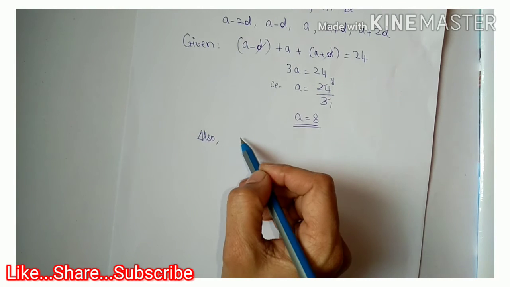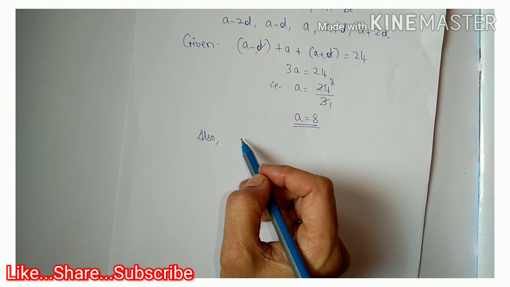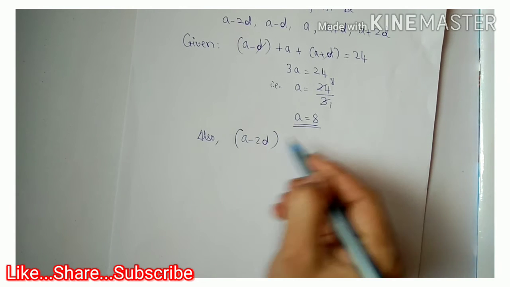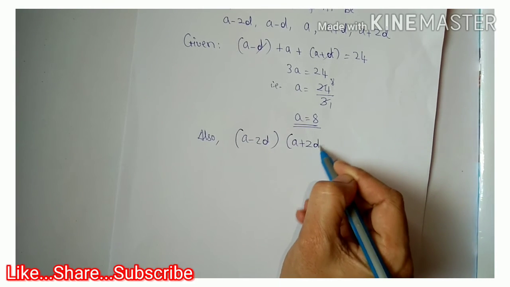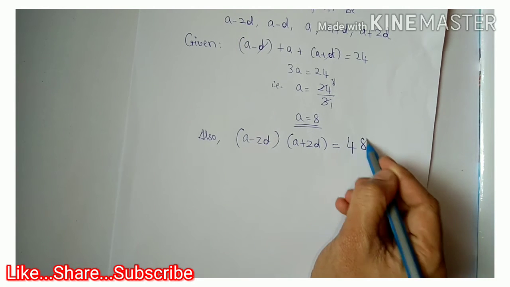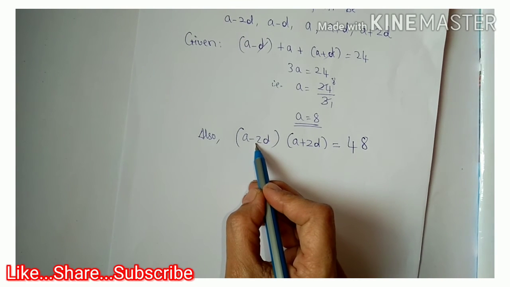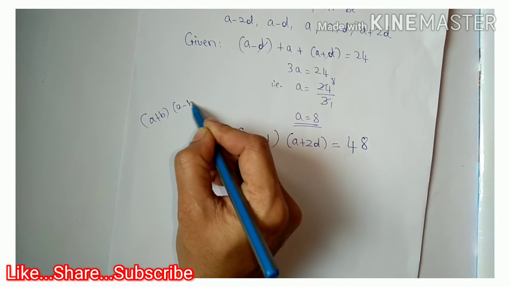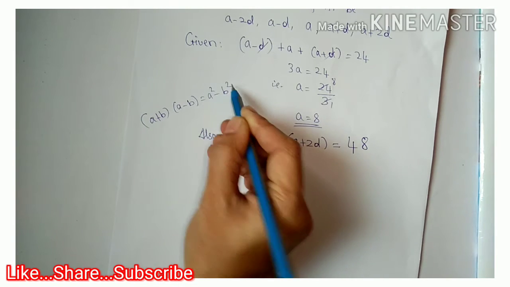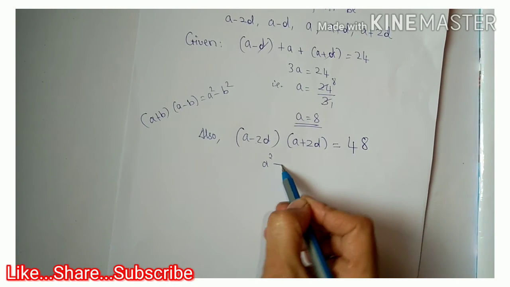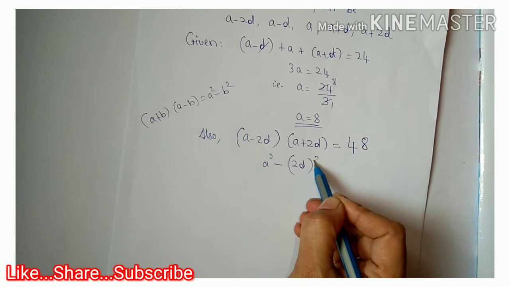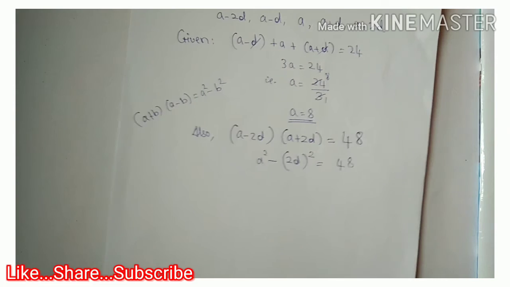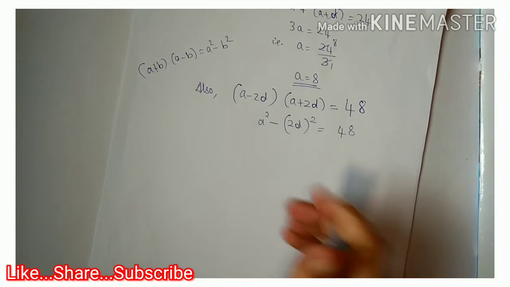Also given, the product of the first and fifth term is 48. Using the identity (a plus b)(a minus b) equals a square minus b square, we get a square minus (2d) whole square is equal to 48.